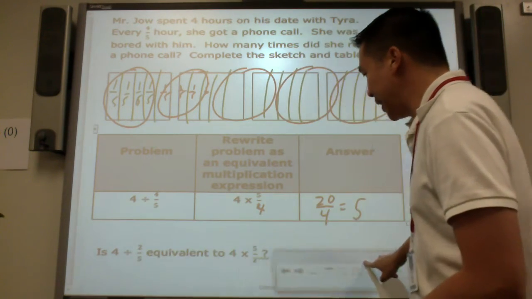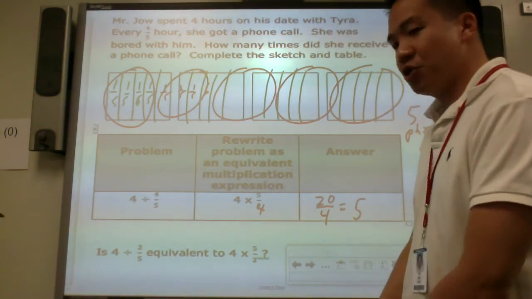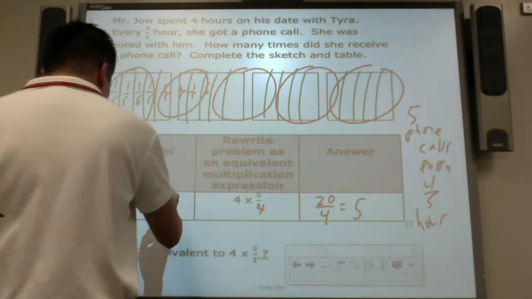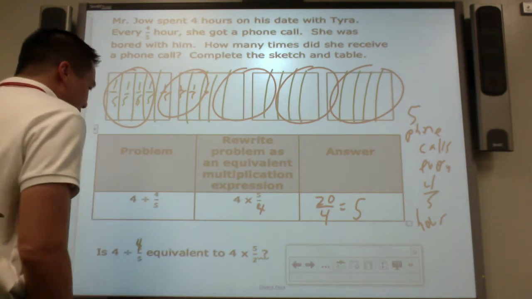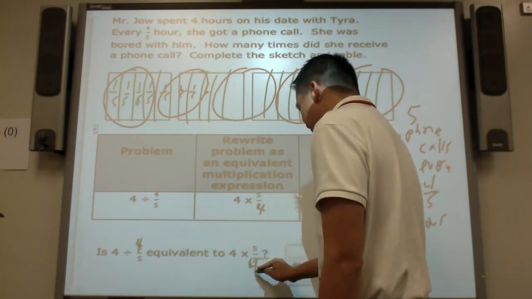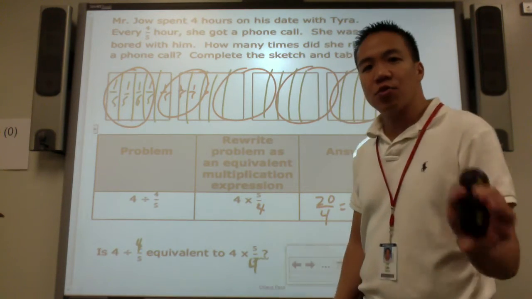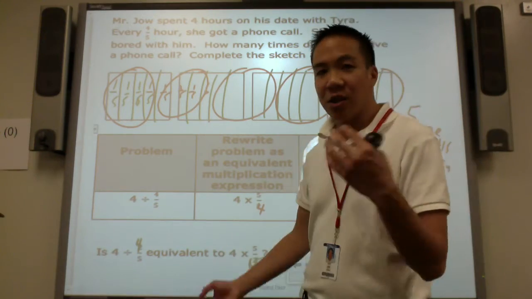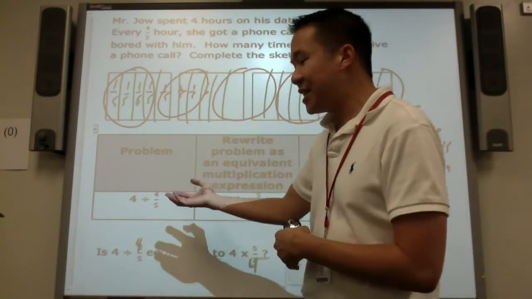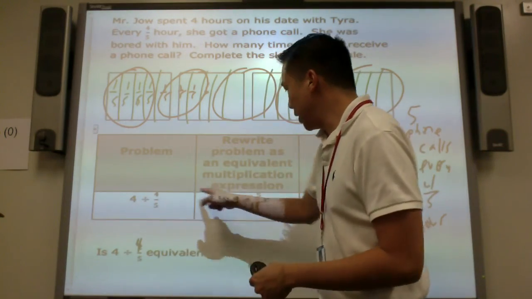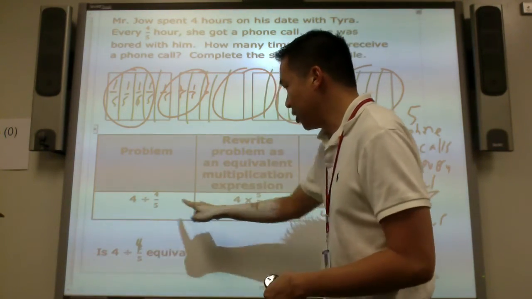So the question is, is 4 divided by 4/5 equivalent to 4 times 5/4? It is. So just like in subtraction to addition expression, we use add the opposite, and some of you use keep, change, flip. It's the same thing with division to multiplication. Some of you may have learned this in the past. You keep it, you change it, you flip it.